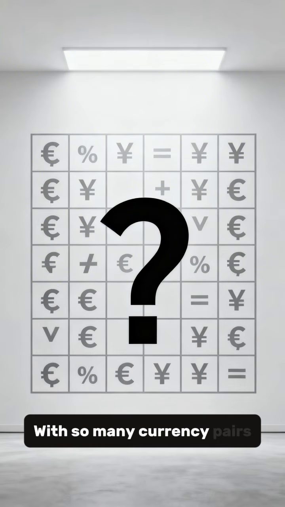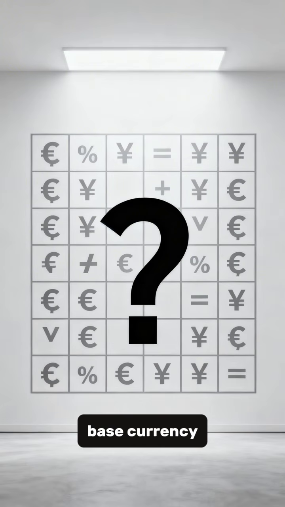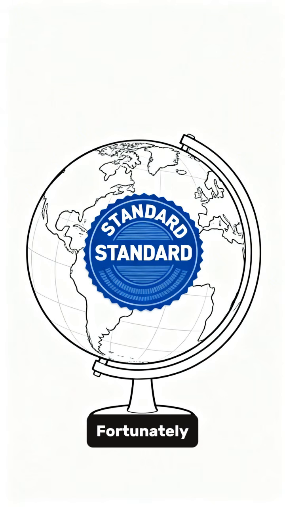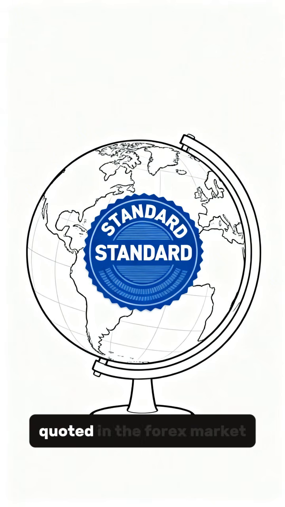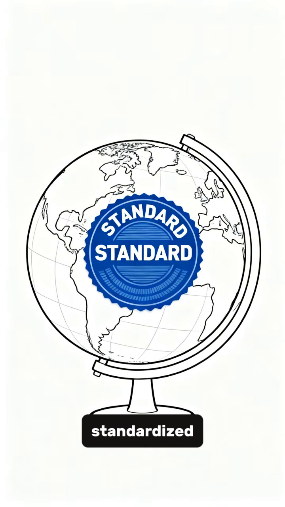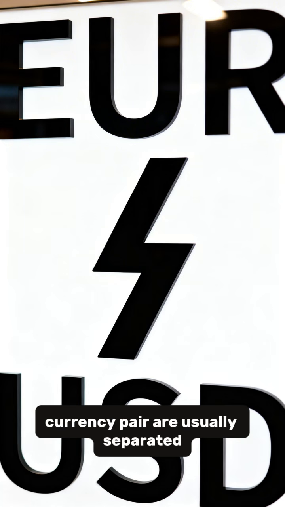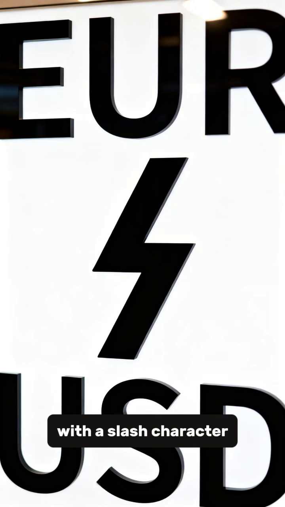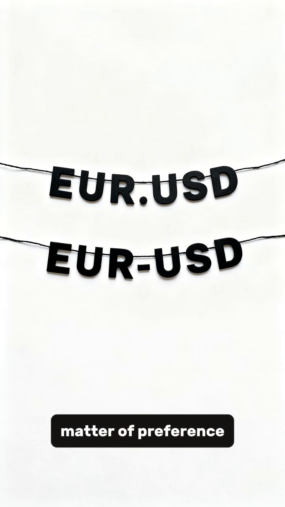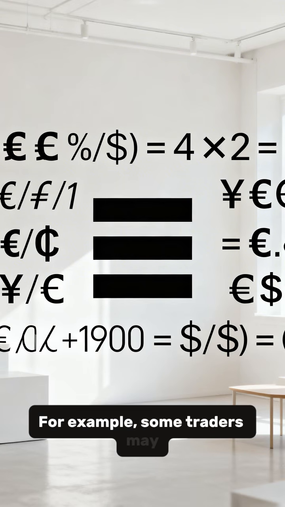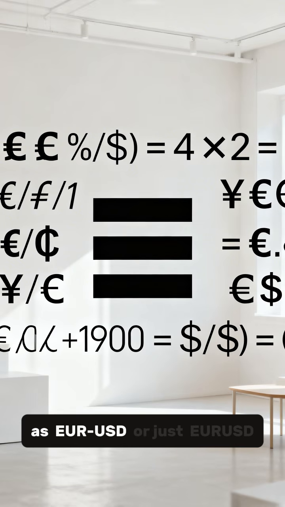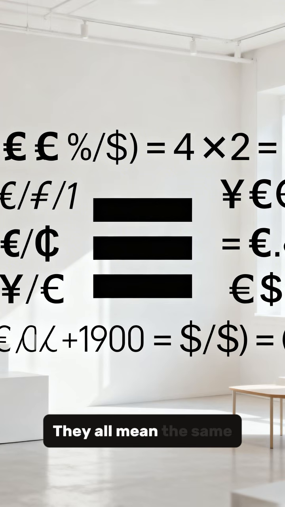With so many currency pairs to trade, how do Forex brokers know which currency to list as the base currency and the quote currency? Fortunately, the way that currency pairs are quoted in the Forex market is standardized. You may have noticed that currencies quoted as a currency pair are usually separated with a slash character. Just know that this is a matter of preference, and the slash may be omitted or replaced by a period, a dash, or nothing at all. For example, some traders may type EUR/USD as EUR-USD or just EURUSD. They all mean the same thing.